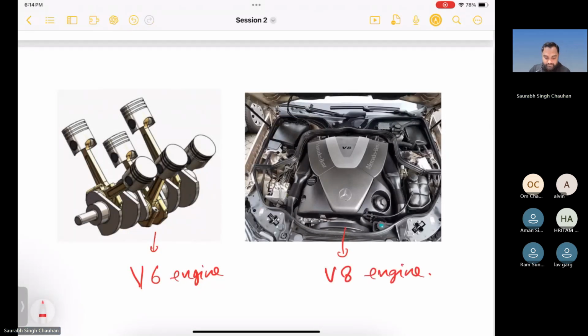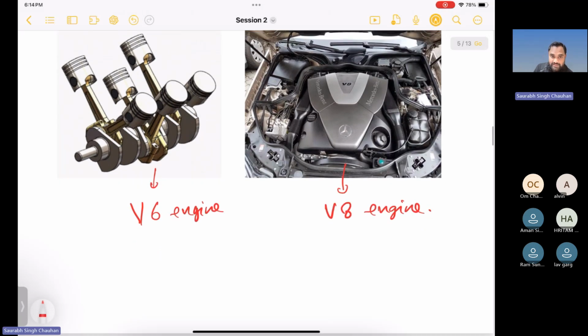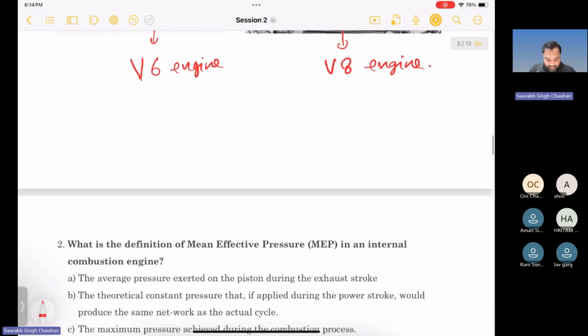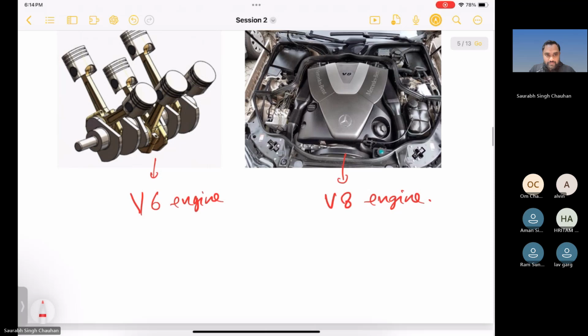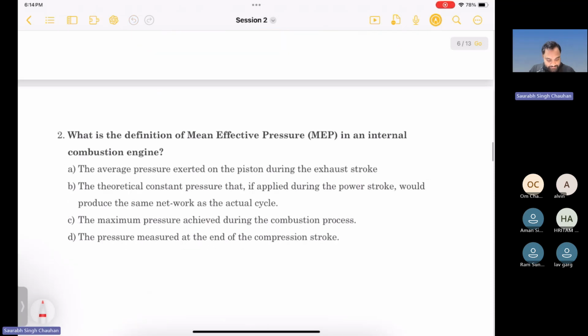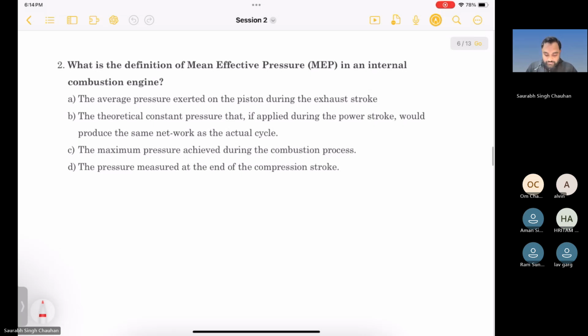Okay, so this categorization according to number of arrangement of cylinders, and other categories can be like 2-stroke or 4-stroke, diesel engine or compression ignition engine or auto ignition engine. Okay, so I hope this is clear, and we will move to the next question. Question number 2. Okay, let's read the question.